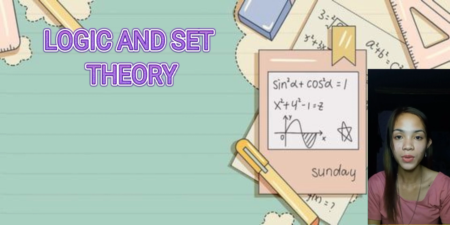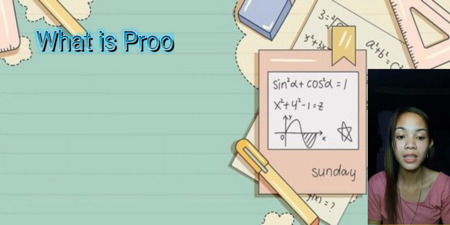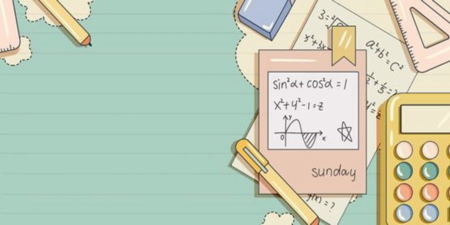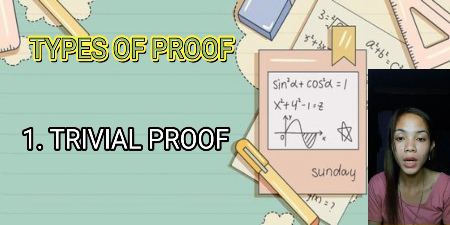For this video, I'll be discussing the methods of proof. But before anything else, let us first define what a proof is. A proof is a logical argument that tries to show that a statement is true. There are 6 types of proofs. Number 1 is the trivial proof. If Q is true, then P implies Q is true regardless of the truth value of P.